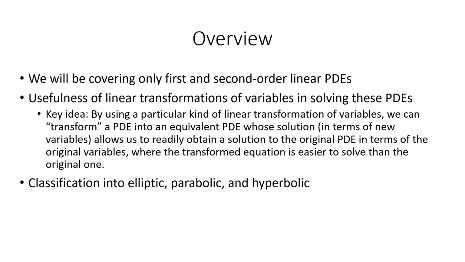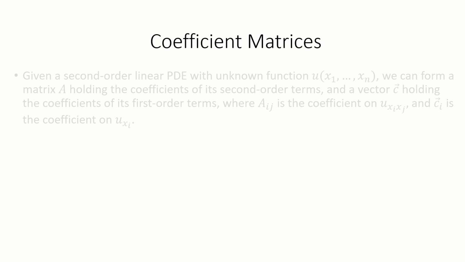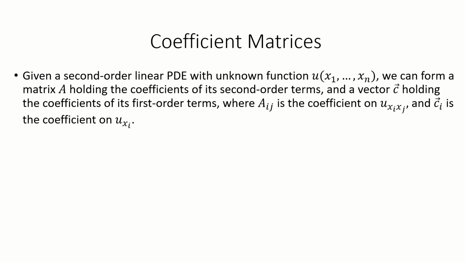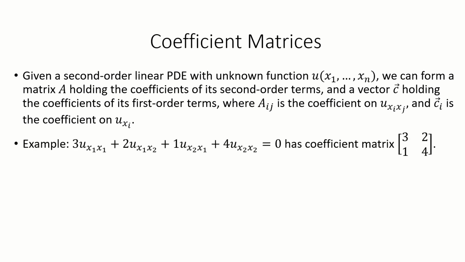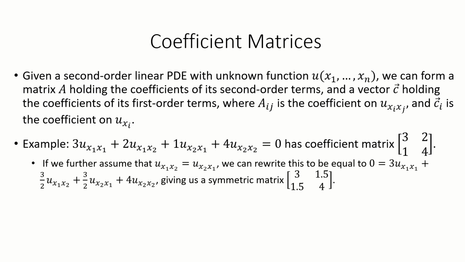The first concept we'll need is that of a coefficient matrix. If you have a second-order linear PDE with unknown function u, we can form a matrix A that holds the coefficients of all second-order terms appearing in the PDE. We can also form a vector C to hold the coefficients of the first-order terms in the PDE. As an example, if we have this PDE, the coefficient matrix is the 2x2 matrix shown here. If we assume that we can exchange the order of differentiation, it's sufficient to always consider a symmetric coefficient matrix.